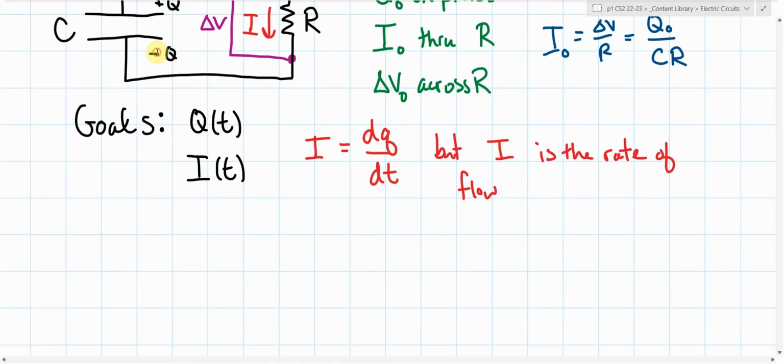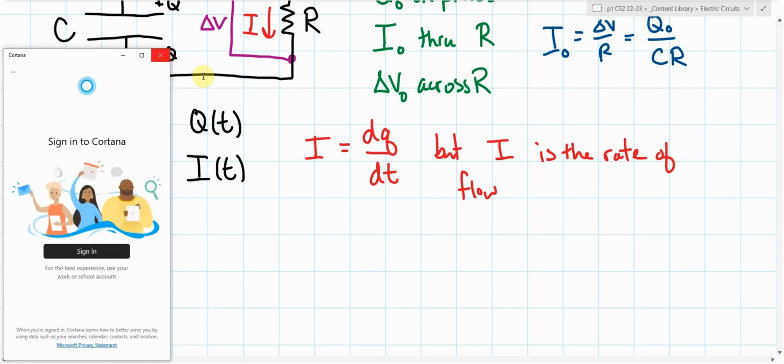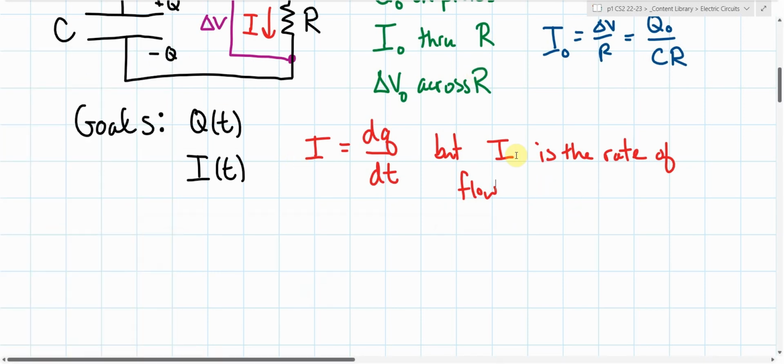No, Cortana, I don't want you to show up. Sorry, I pushed a button, no, stop it. That's probably not showing up because I have this set to record only the window, but Cortana wanted to be seen.